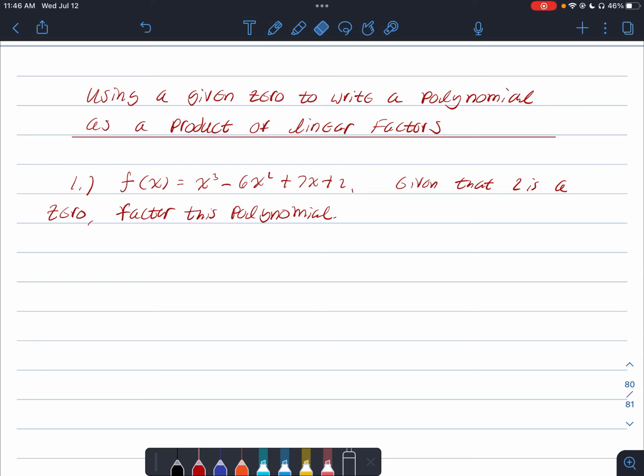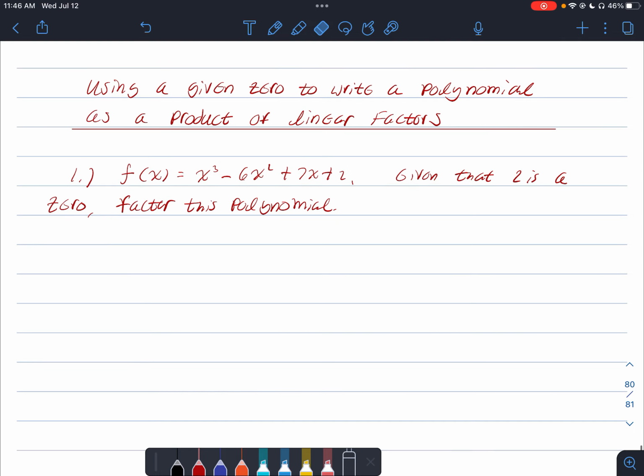So now I wanted to look at a few more examples of writing a polynomial as a product of linear factors if you're given one of its zeros. All right, so let's look at this one. Here we have f of x is equal to x to the third minus 6x squared plus 7x plus 2. And we're given that 2 is a 0, and we want to try and factor this polynomial. So we want to write it as a product of linear factors.